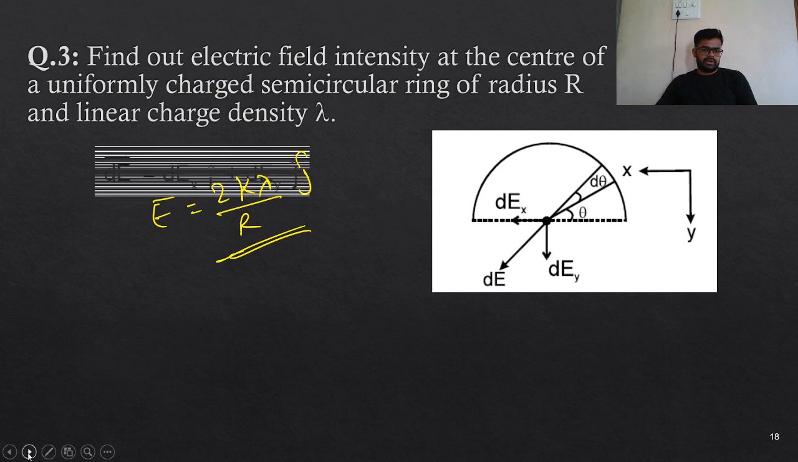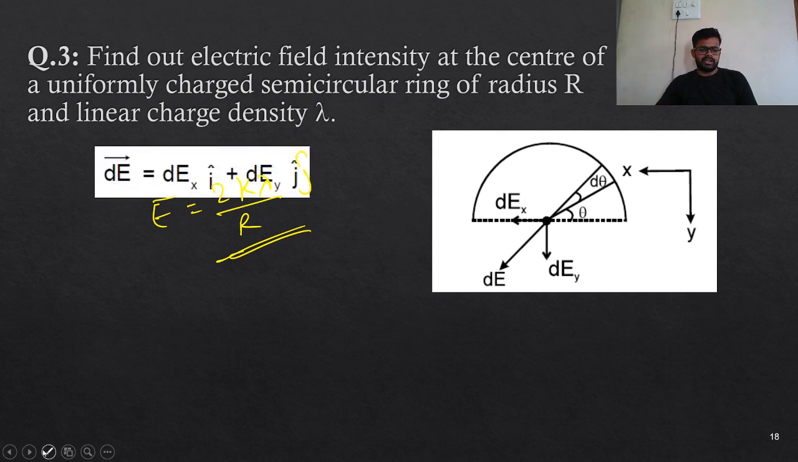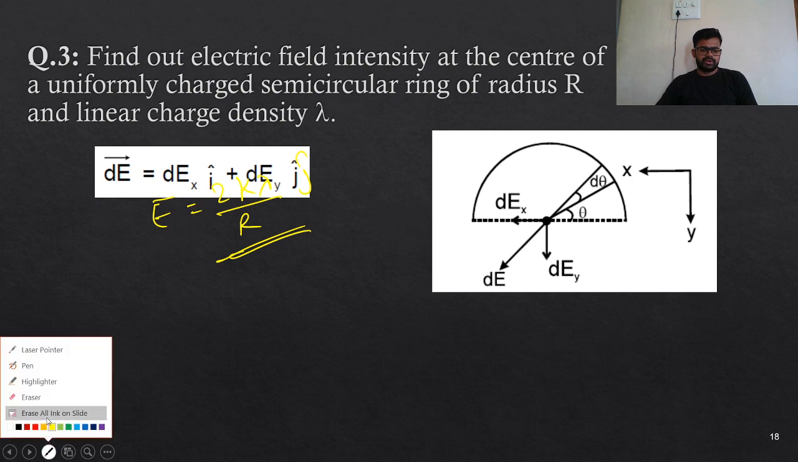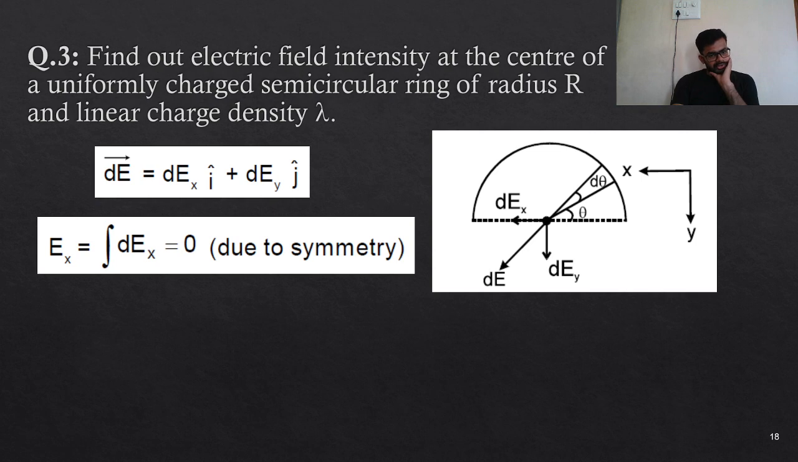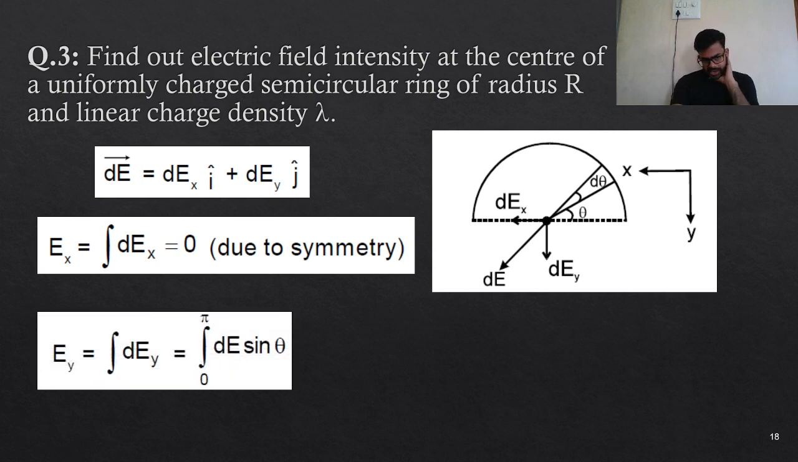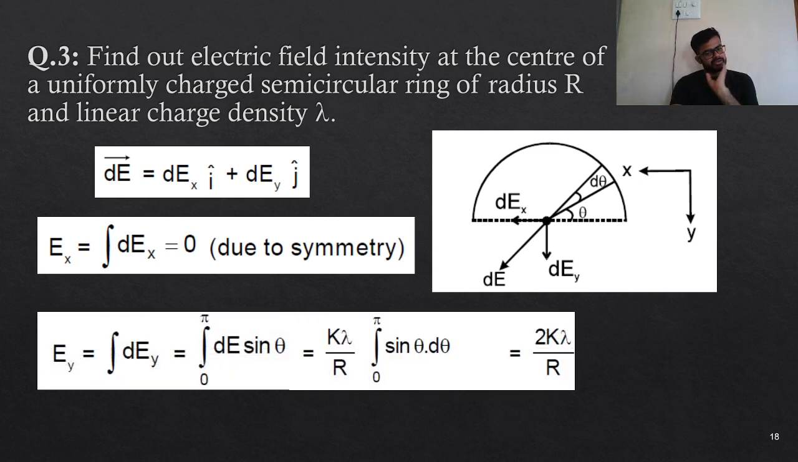Next, here I have written the proper derivation for this, the proper solution. Anyhow I explained, but still let's see. Due to symmetry, Ex is equal to 0 and Ey is equal to integration of dE sin theta. We can write k lambda by r sin theta d theta, and you are getting 2k lambda upon r.